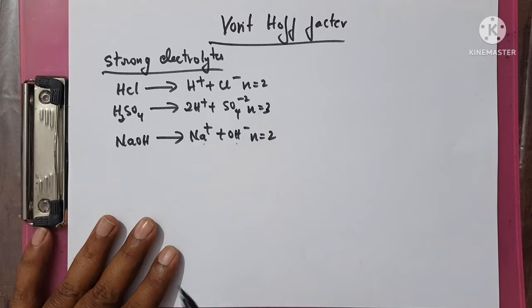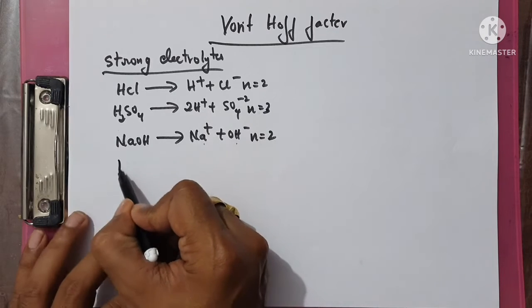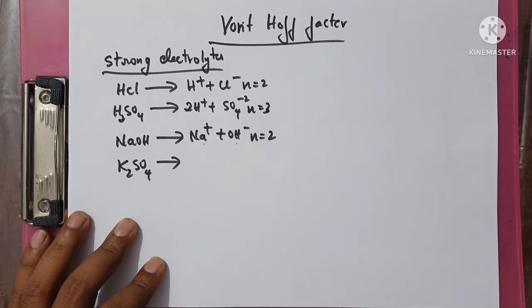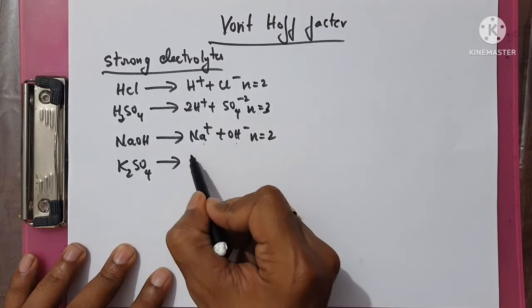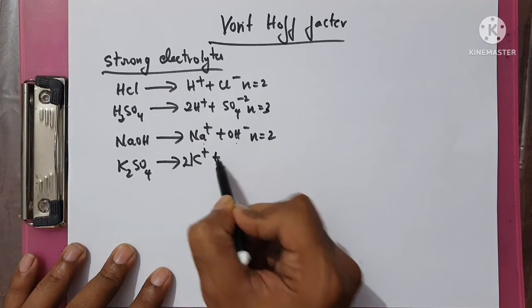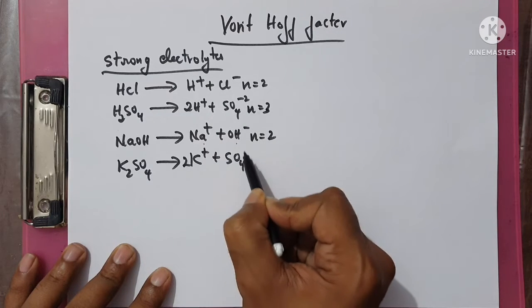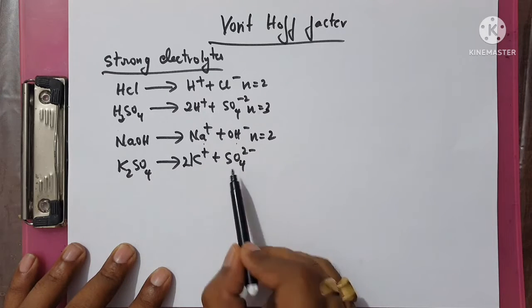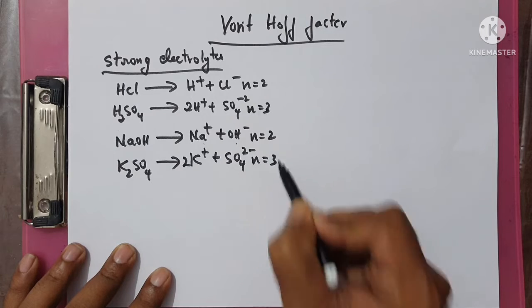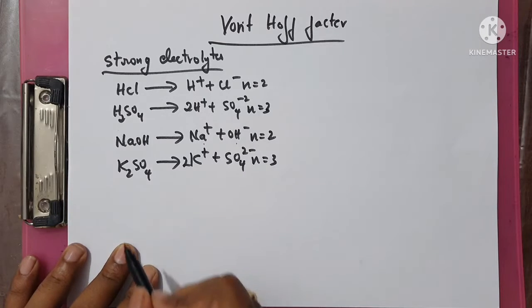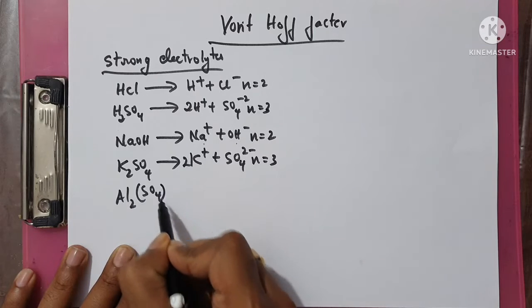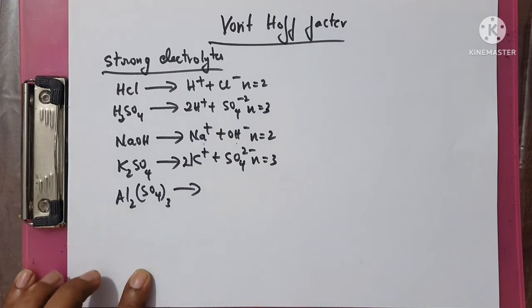I'll take some salts. For example, K2SO4. In K2SO4, if you observe, 2 K+ and 1 SO4 2- ions are formed, totally 2 plus 1, that is 3. Therefore, the n value is 3. I'll take one more, the best example, that is Al2(SO4)3, aluminium sulfate.